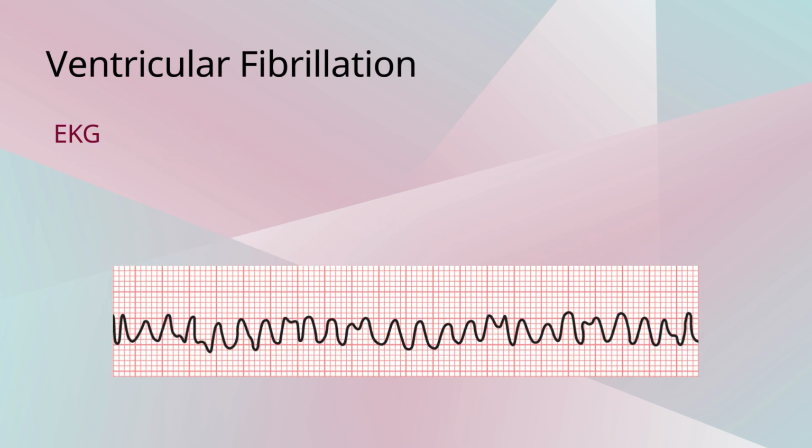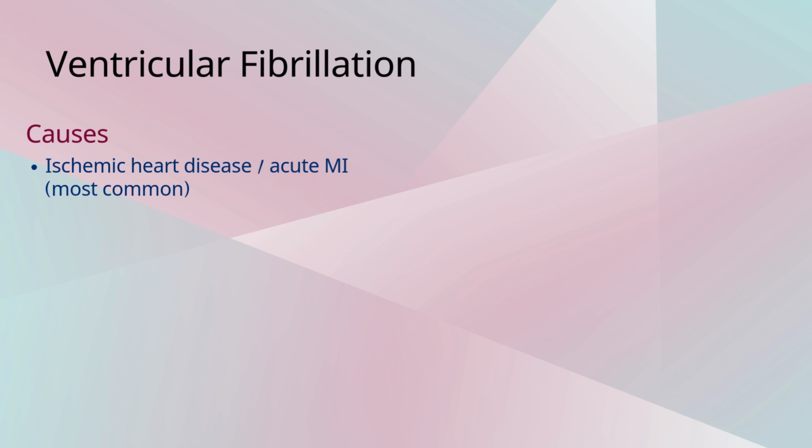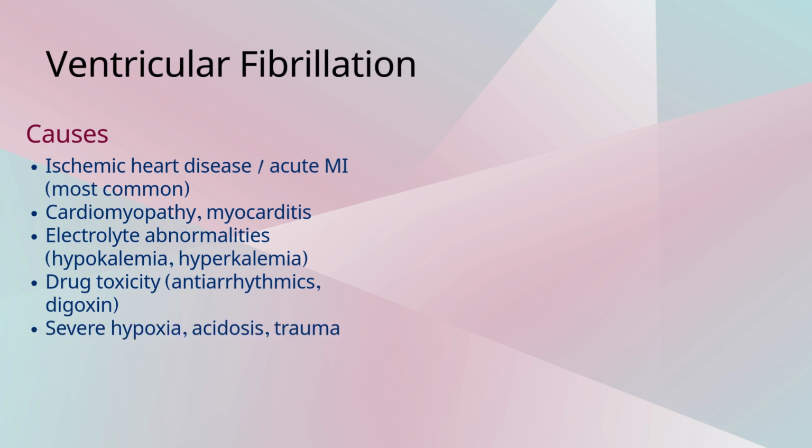On the EKG, VFib looks like a totally irregular, squiggly line. There are no P waves, no QRS complexes, and no T waves, just chaotic, disorganized activity. The most common cause is ischemic heart disease, especially acute myocardial infarction. Other causes include cardiomyopathy, myocarditis, electrolyte disturbances like hyperkalemia or hypokalemia, certain drugs like antiarrhythmics, digoxin, which always seems to show up, severe hypoxia, or trauma.